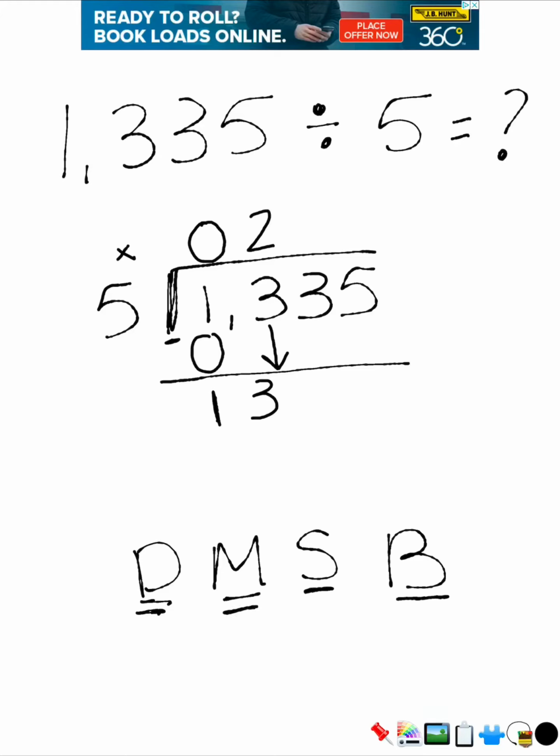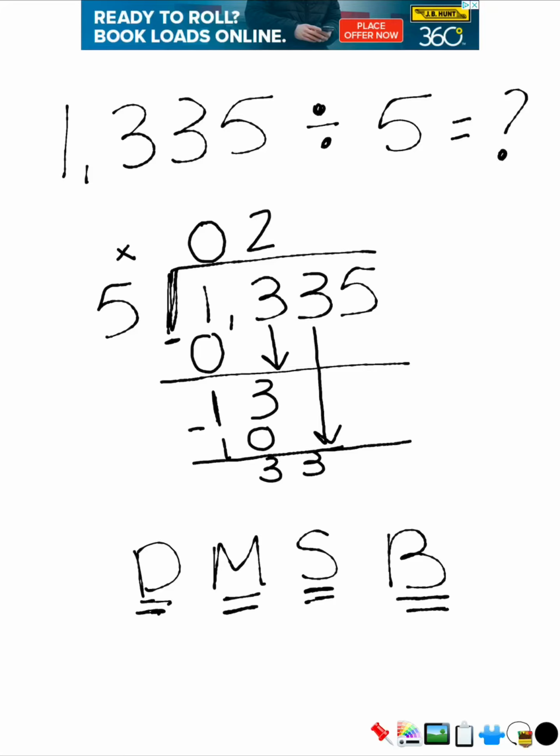So it can only fit in 2 times without going over. My next step is to multiply. 5 times 2 is 10. My next step is to subtract. 13 minus 10 is 3. My next step is to bring down. So I'm going to bring down this next 3 all the way down.